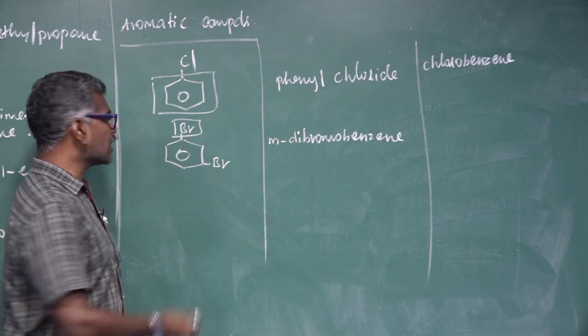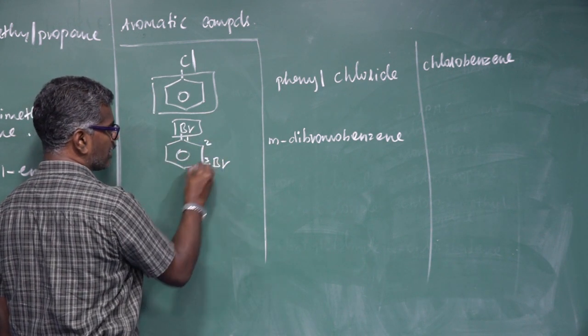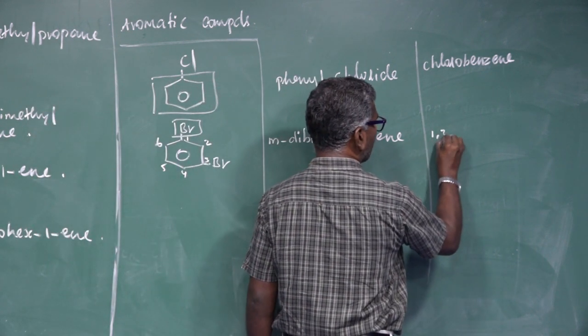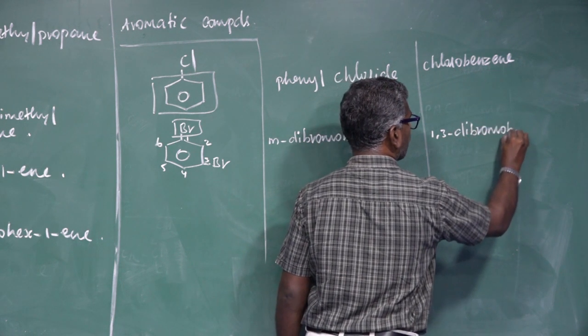IUPAC name is given by the number. This reference group is at the first position: 1, 2, 3, 4, 5, 6. So 1,3 dibromo benzene.